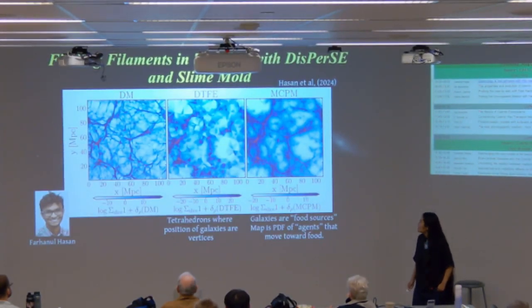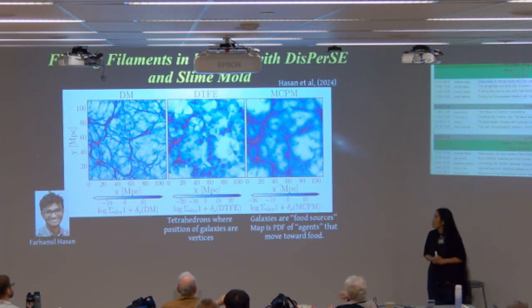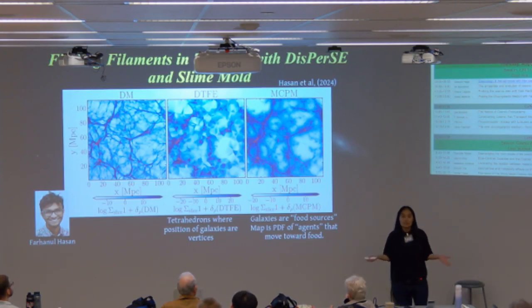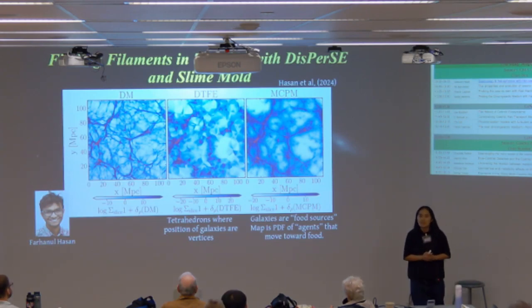using the filament catalog that Farhan here in the audience has run using the slime mold description of the cosmic web. I'm sure we're going to hear a lot more from Farhan later today for more details of how this works. But basically, the traditional way of running DisPerSE, which is the most common code for measuring the cosmic web, is to do this Delaunay tessellation of the dark matter distribution, where the vertices of the tetrahedrons are the positions of the galaxies.